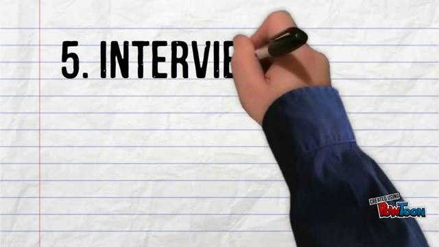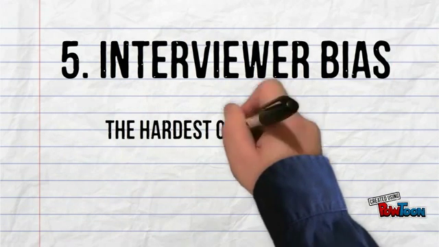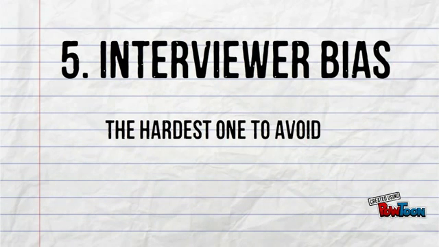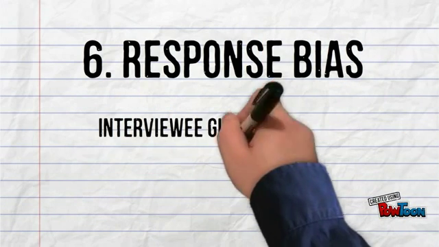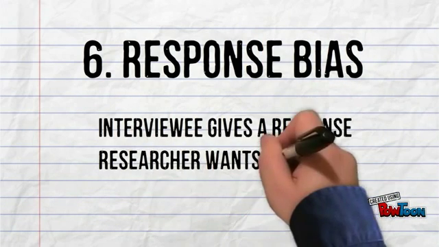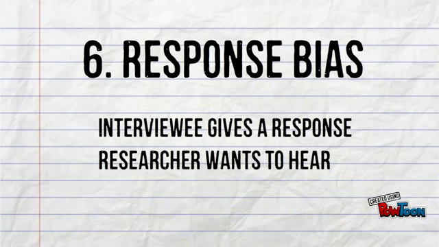Next is interviewer bias. This is actually one of the hardest ones to avoid since the researcher has a direct, yet sometimes unknown effect on the outcome. Another bias to be wary of is response bias. This occurs when the interviewee gives a response to the researcher that he or she thinks they want to hear.